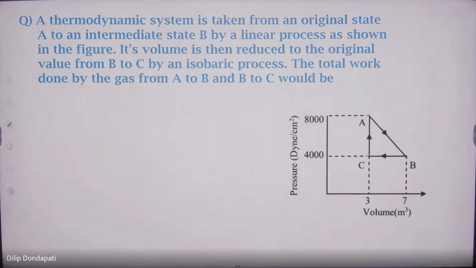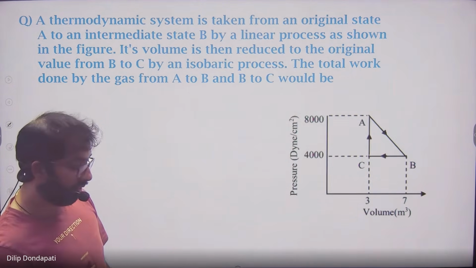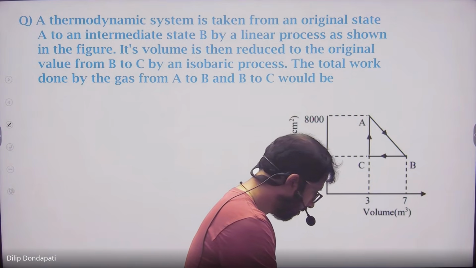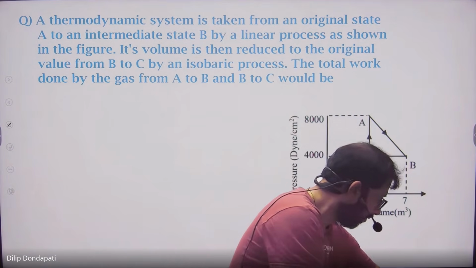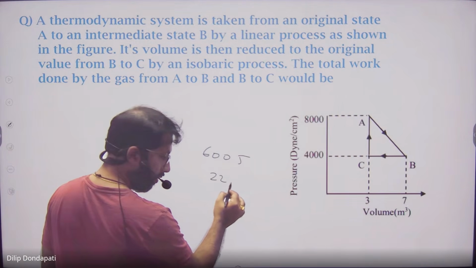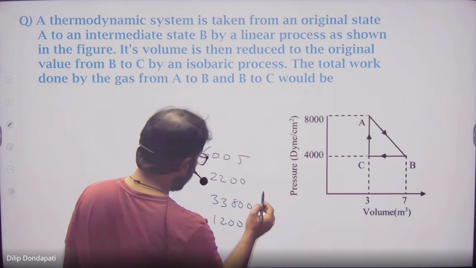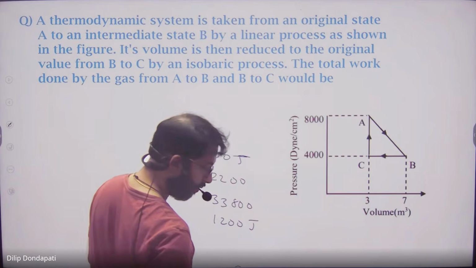So the pressure and volume graph is given to you. The total work done by the gas from A to B and B to C. I don't want the complete cycle now. I want the total work done for A to B and B to C only. Do we need to convert dyne per centimeter square into Newton per meter square? Yes, you have to.